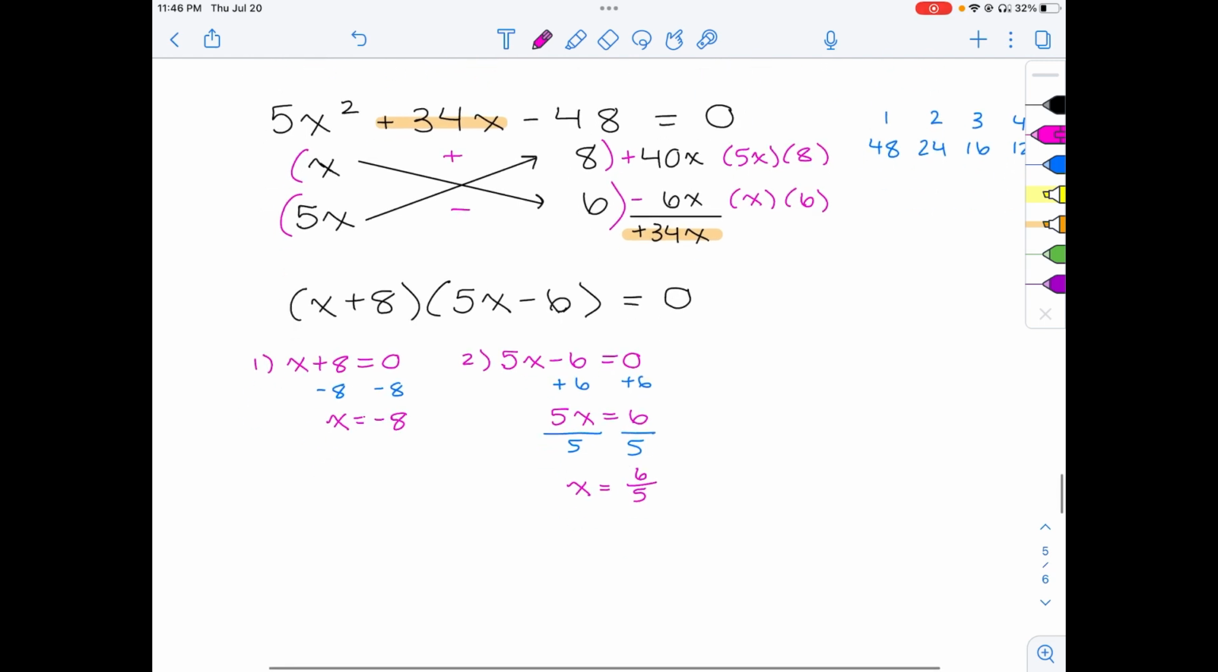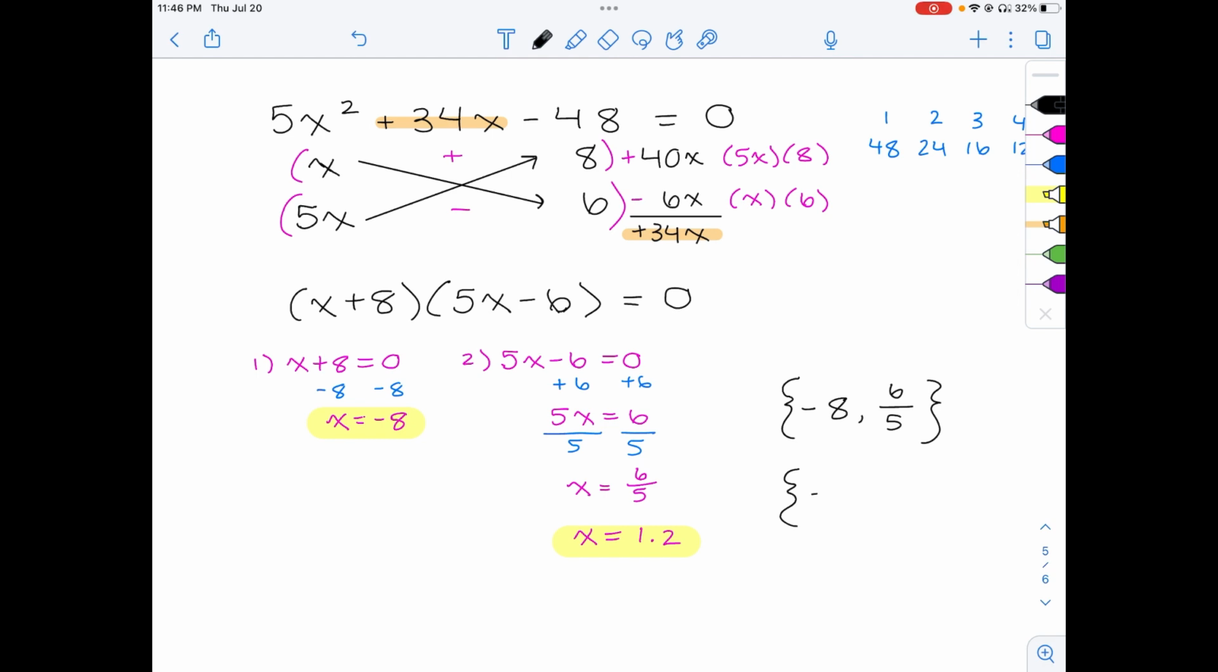In this case, it's fine if you want to write it as a decimal because it's not a bad decimal. It's just 1.2. I don't care if you write it like that. And again, you can either write your answers like this, x equals this, x equals this, and you can either box it, highlight it, or circle it. Or you could write it as a solution set, with squiggly brackets, and have -8, 6 over 5, or -8, 1.2. Any of those 3 options are totally fine.